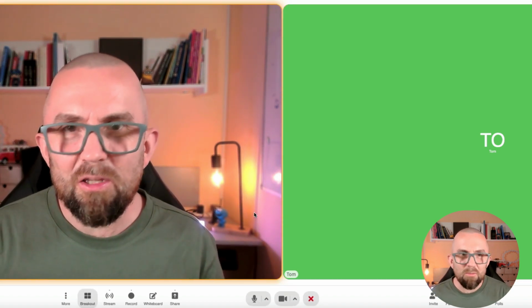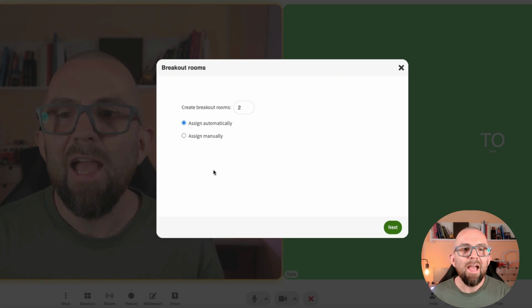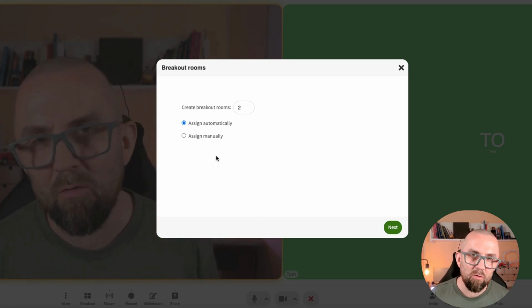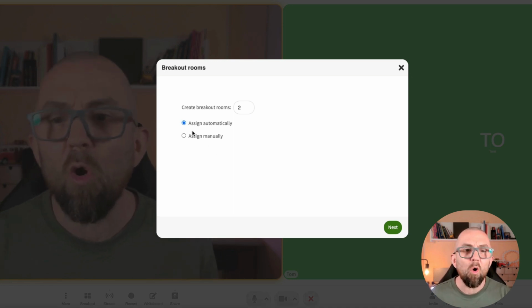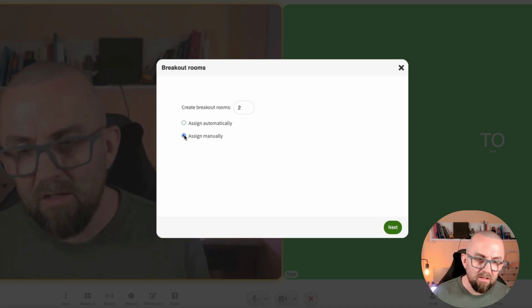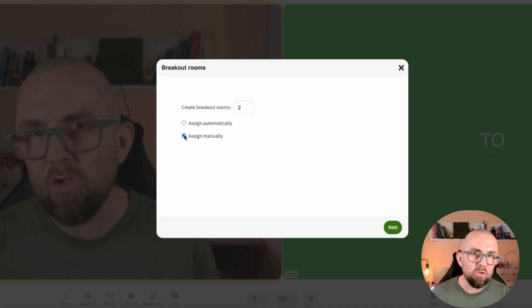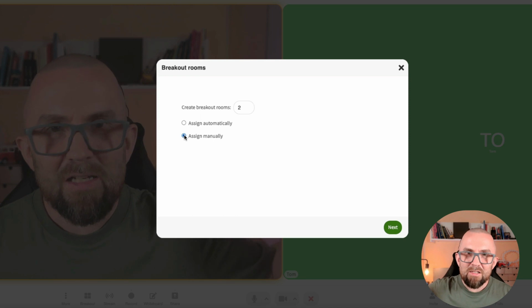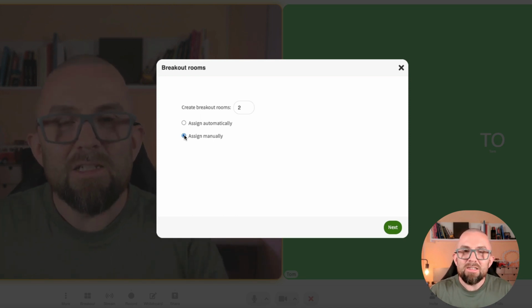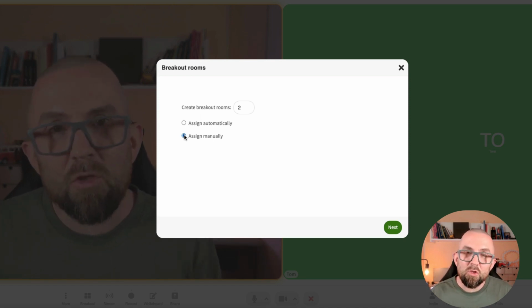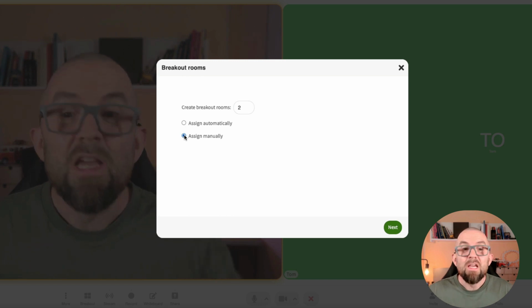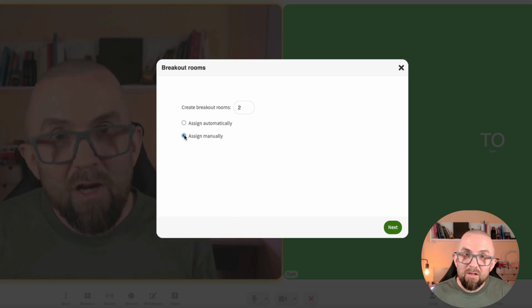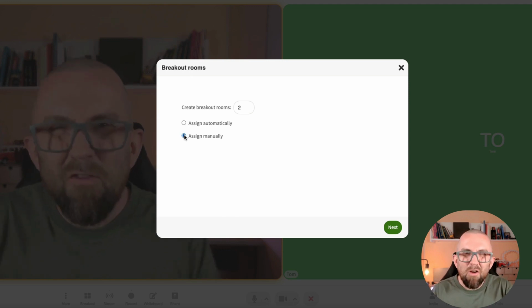So to start the process, I click on Breakout, and I have the option to automatically assign how many breakout rooms there are, and the system says 2, or I can assign manually. Now, I can assign up to 50 breakout rooms. So if I had 100 people, I could set up 50 breakout rooms and put 2 people into each breakout room. If I had 50 people, I could assign 25 rooms. So it's very, very flexible.